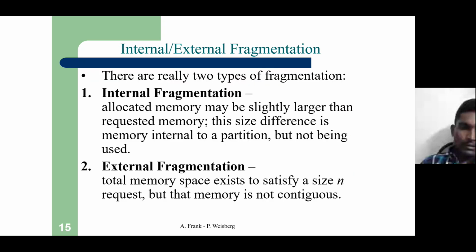Internal or external fragmentation. There are really two types of fragmentation: internal fragmentation and external fragmentation. Internal fragmentation: allocated memory may be slightly larger than the requested memory. The size difference is memory internal to a partition, but not being used. External fragmentation: total memory space exists to satisfy a request of size n, but that memory is not contiguous. We find external fragmentation with dynamic partitioning and internal fragmentation with fixed partitioning.